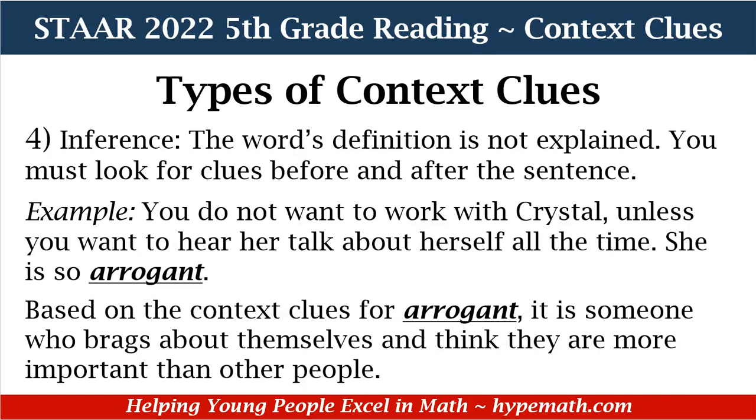She is so arrogant. So based on our context clues, because in the sentence before, it talks about how Crystal likes to talk about herself all the time. That means she brags about herself and that she may think that she's more important than other people, especially if you talk about yourself all the time and you don't give anybody else a chance to say something, okay? So that is a way we can infer what arrogant means.